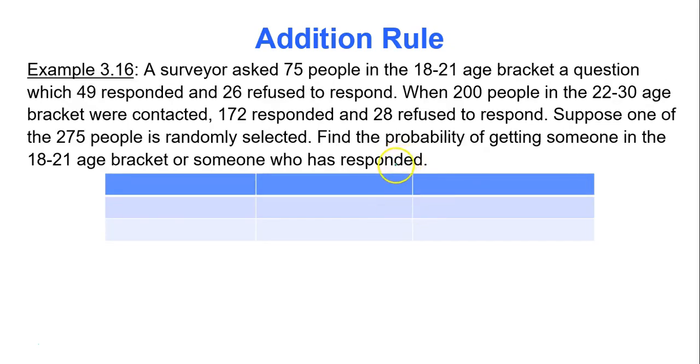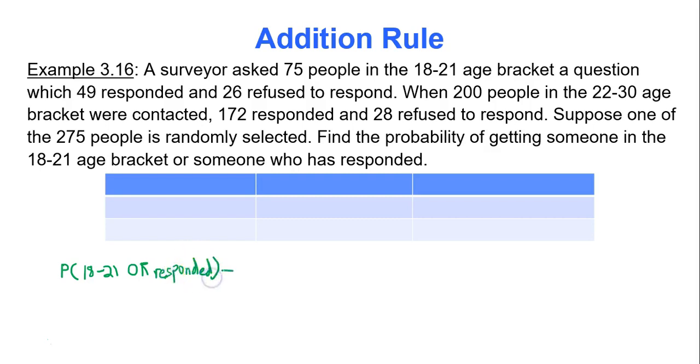What about another example? A survey asked 75 people in the 18 to 21 age bracket a question which 49 responded and 26 refused to respond. When 200 people in the 22 to 30 age bracket were contacted, 172 responded and 28 refused to respond. Suppose one of the 275 people is randomly selected. Find the probability of getting someone in the 18 to 21 age bracket or someone who has responded. Blech. So many words. Well, first off, the probability I'm calculating is someone being 18 to 21 or someone that responded.